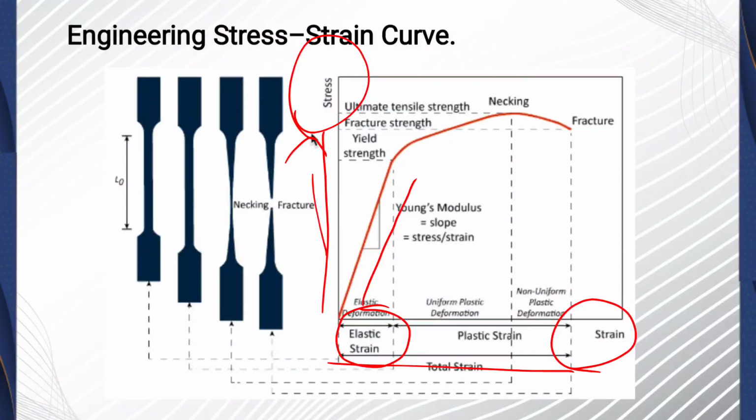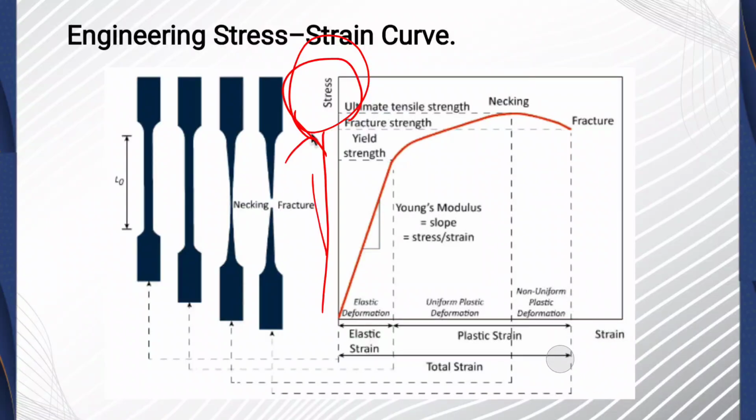In this region, stress is directly proportional to strain, which means it follows Hooke's law. Hooke's law is that stress is directly proportional to strain. If in this elastic region the load is removed, the material returns to its original shape. So here deformation is temporary, and the slope of the straight line gives Young's modulus, which indicates the stiffness of the material.